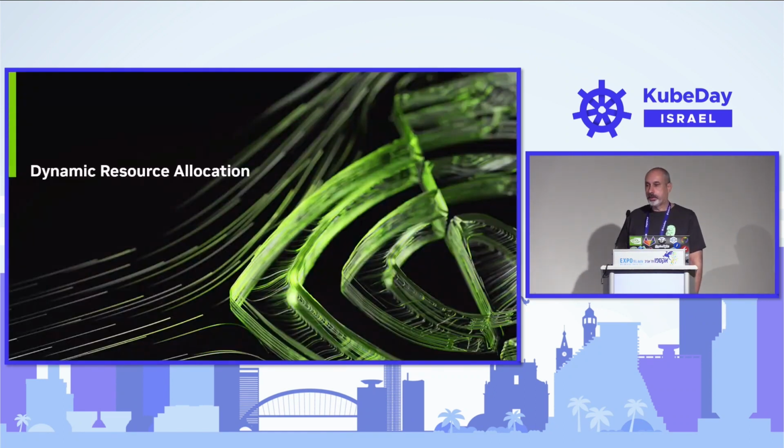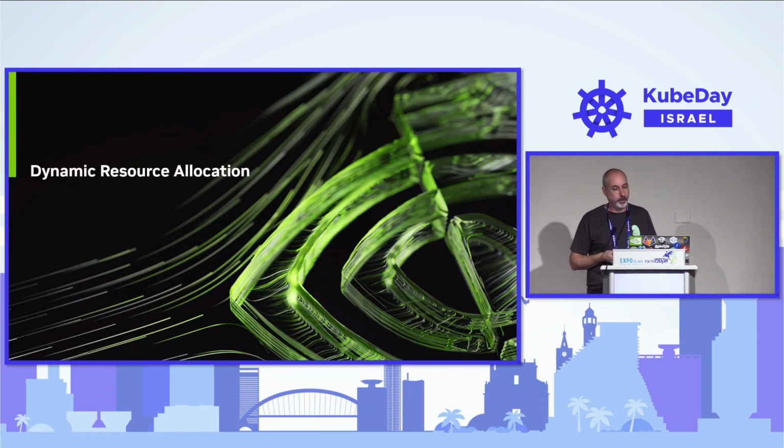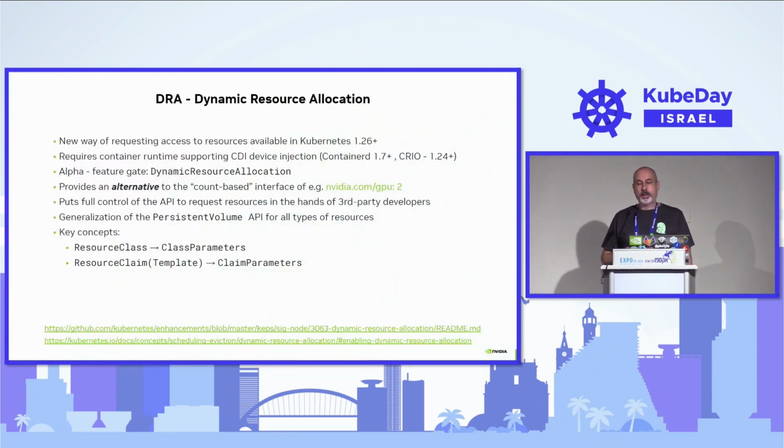So here comes the array to actually answer all of these issues that we mentioned. So what is the array? It is a new way of requesting resources in Kubernetes. It started in 1.26. You will need to have a container runtime that supports CDI. CDI is Container Device Interface. You can see here the version for Containerd and CRI-O that do already have this support.